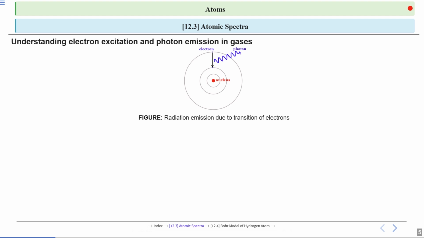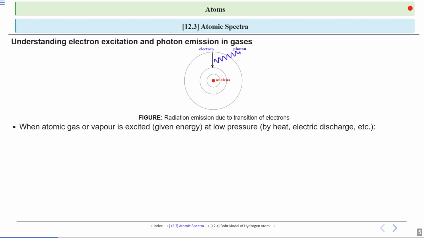Here you can see a diagram showing electrons moving between energy levels in an atom. Notice how the electron drops from a higher energy level to a lower energy level. As it does, it emits radiation in the form of a photon. This process is what produces the characteristic colors we see in gas discharge tubes or neon signs.